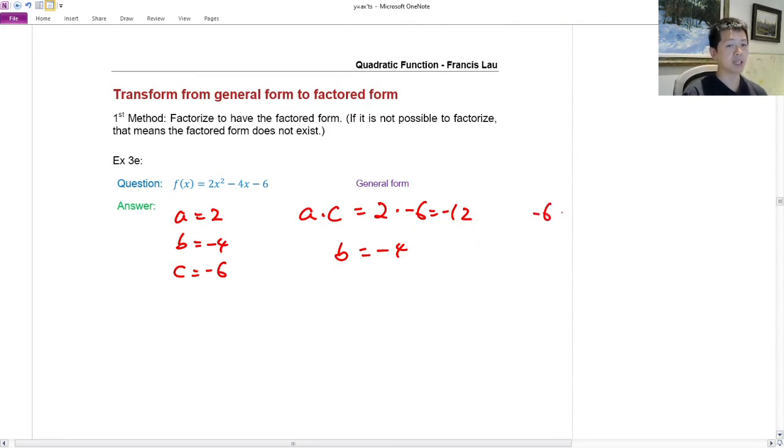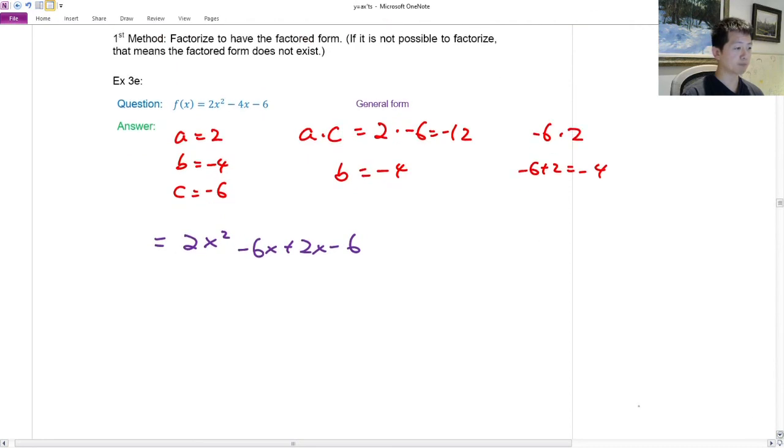So how about minus 6 times 2? Minus 6 times 2 is going to be minus 12, and minus 6 plus 2 is going to be minus 4. So these are actually my two numbers. So I will have, let me write in another color, 2x squared minus 6x plus 2x minus 6. So I replace the minus 4x over there.